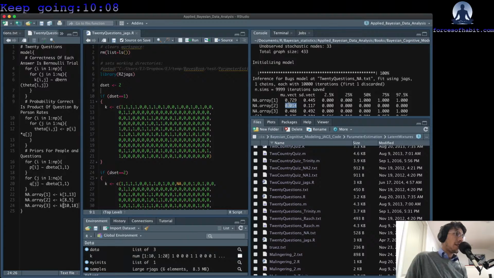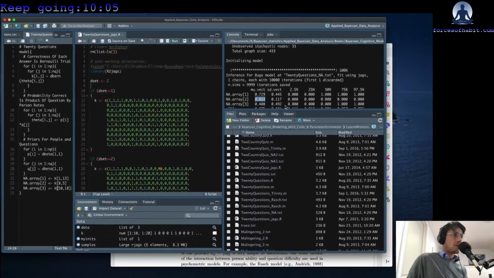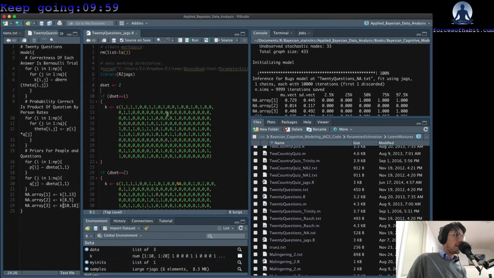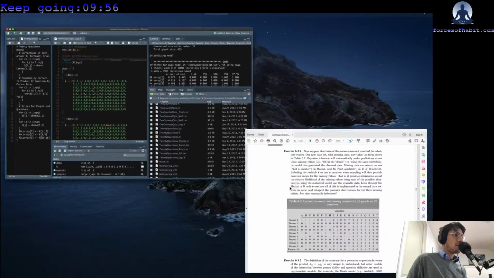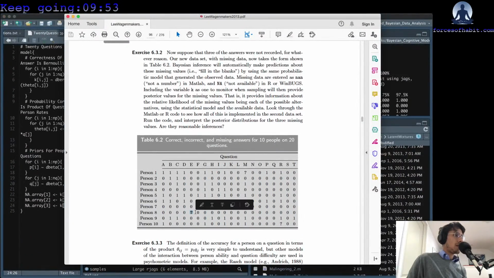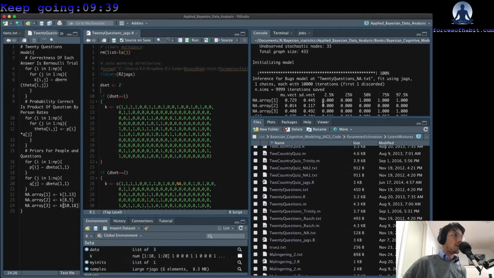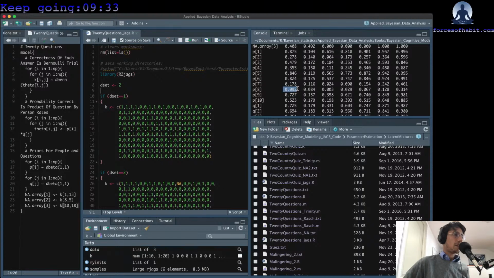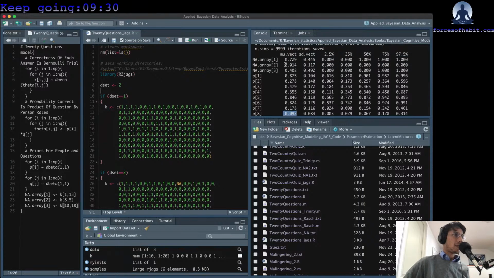So that means that it's likely question 2 was incorrect. Or NA array 2, so 8, 5. So the 8th person, 5th question, it's likely it was incorrect. And why is that the case? Well, we're using data from the difficulty of the question as well as the performance attentiveness of the person. We see this person didn't even get anything right. So if we go look at person 8 here, we have a very low attentive rate. And so it makes sense for us to infer that the question would have been wrong.